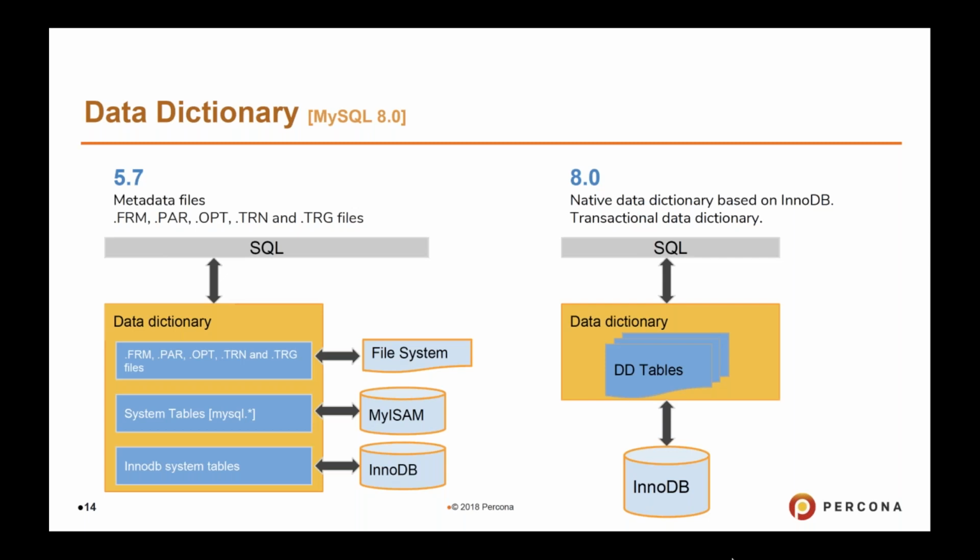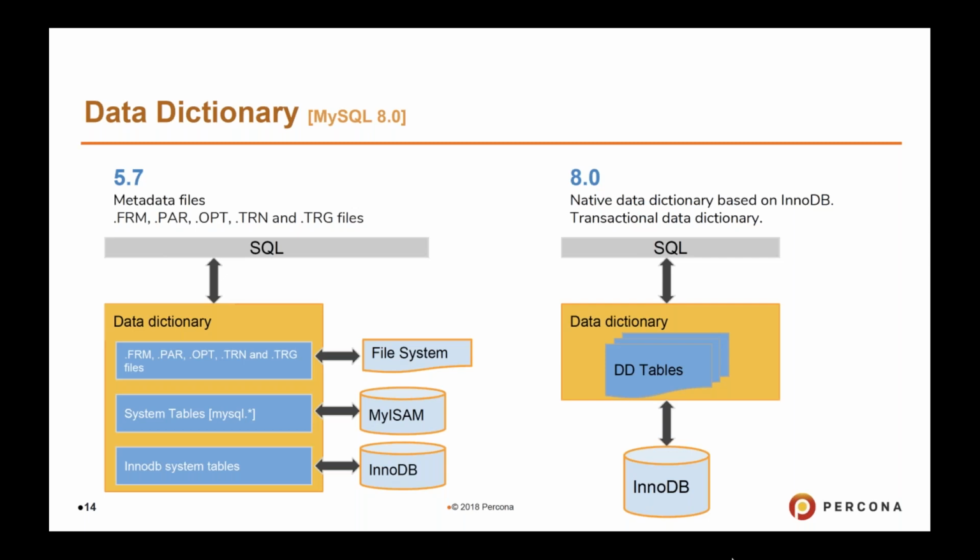We have different components to keep our metadata in the data dictionary, and that's the reason we don't have any option to optimize our queries or our information schema. So that was the limitation we have in 5.7. To remove that limitation, in 8.0, a native data dictionary based on InnoDB is introduced. It's a transactional data dictionary. That means it supports transactions as well, and it is created using the InnoDB storage engine.